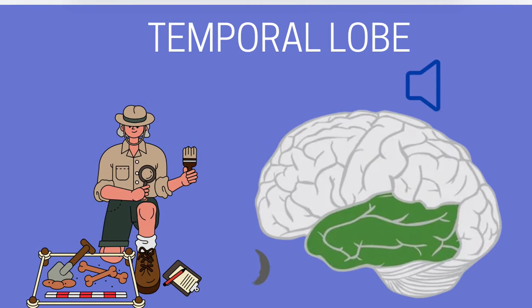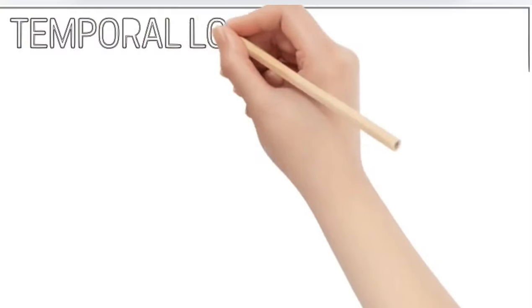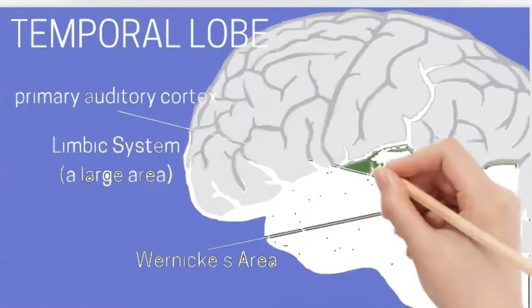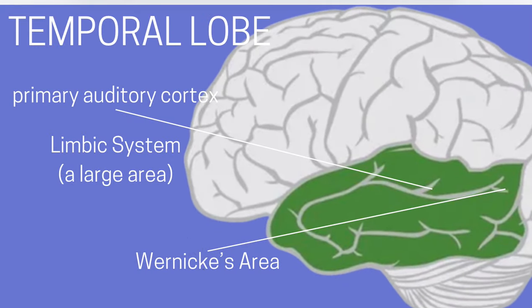Then, let's talk about the temporal lobe. The temporal lobe is more like a historian, storing memories and experiences to be recalled over time. It also controls our auditory processing. It consists of the primary auditory cortex, the limbic system, a large area with no specific spot, and Wernicke's area.